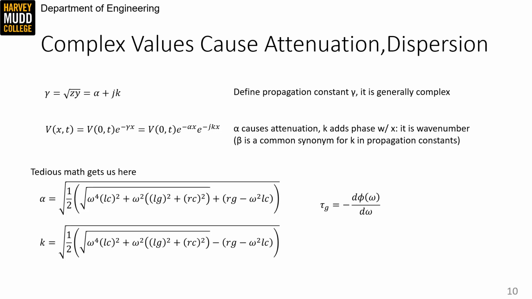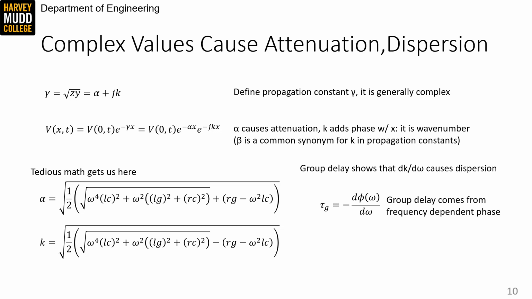Back on track. We can substitute expressions for z and y into our expression for gamma, and then do some truly heinous complex algebra to get expressions for alpha and k in terms of r, l, g, and c. These expressions are horrendous, but they reveal something important, specifically that k varies with omega in the general case. We don't have time to get into it here, but the delay of a sinusoid of some frequency through a system, which is called group delay, is given by the derivative of phase with respect to frequency. Having a value of k that depends on frequency gives rise to different delays at different frequencies, which is how you see dispersion in a line.